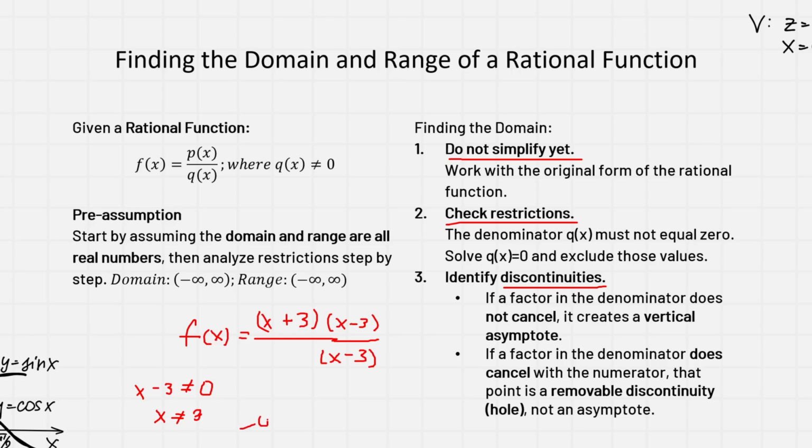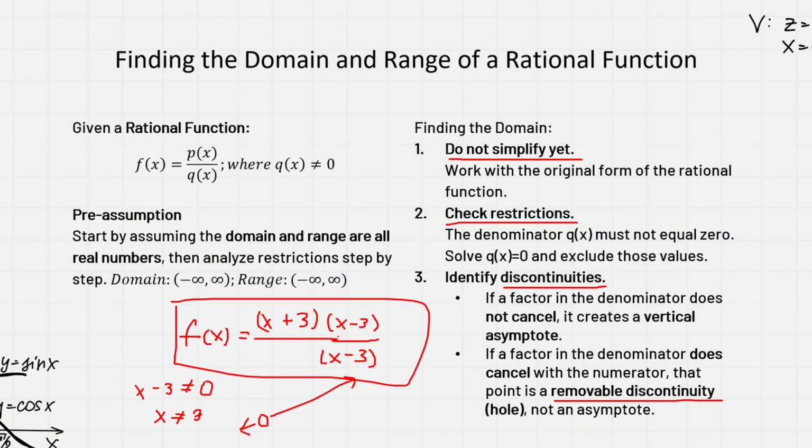If you're going to graph it, there's an open hole here. Let's say this is the graph of this function. However, this open hole is a removable discontinuity. It is a discontinuity, but it is removable because if we simplify this original function f of x, we can cancel out the x minus 3, and this will give us x plus 3.